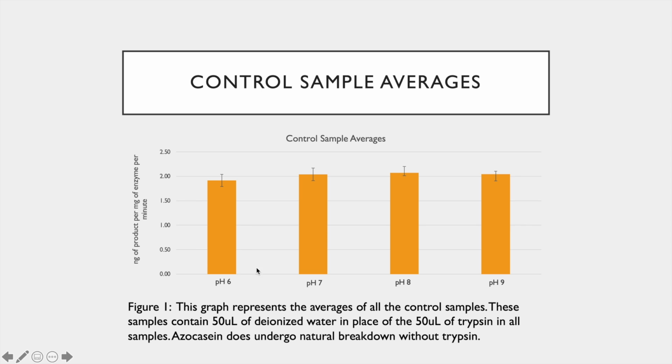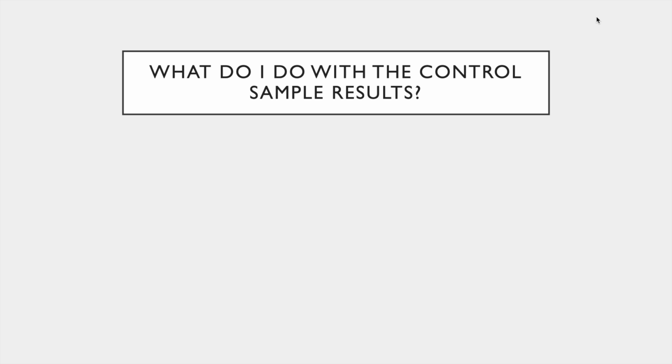We can see that for pH 6, 7, 8, and 9, there is some sort of activity, which means that azocasein does go through natural breakdown, and that trypsin isn't the only factor that breaks down azocasein. In the next slide, you will see how I use these results to get the true value of the breakdown of azocasein. You might ask, what am I going to do with the control samples? Well, I'm going to use the control samples to find the true values of my trypsin samples.